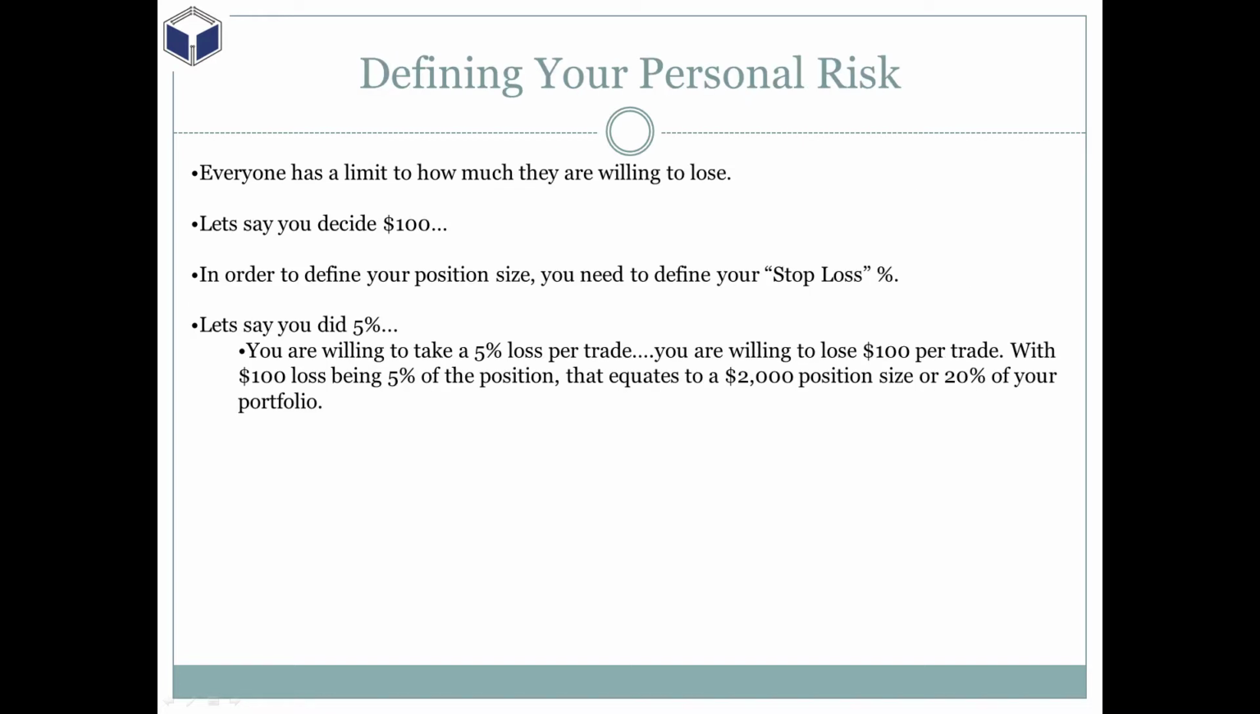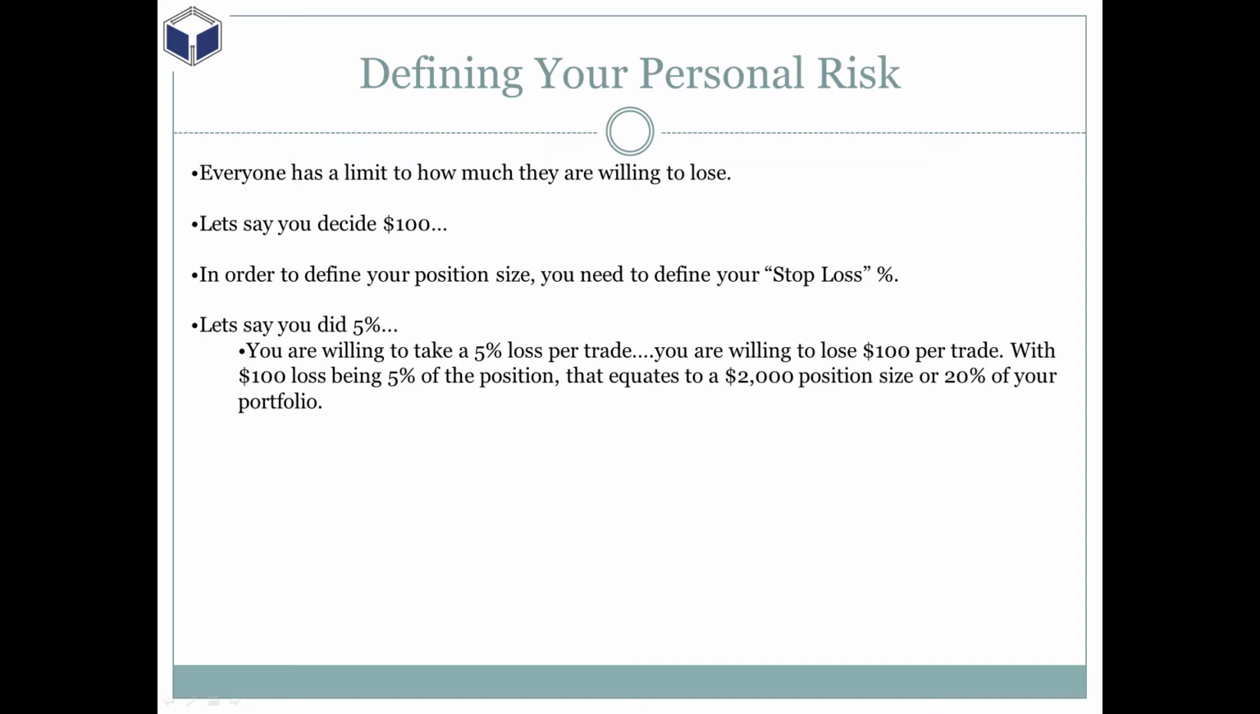All right, so defining your personal risk. Everyone has a limit to how much they're willing to lose per trade. That's what you need to figure out for yourself. So say you're starting with $10,000. How much per trade are you willing to lose? 50, 100, 500. For this example, let's say 100. So we'll decide to lose $100. That's the max we're going to lose. We're not going to decide to lose $100 every time, but that's the max we're willing to lose. So for each trade you make, you're willing to lose 100.